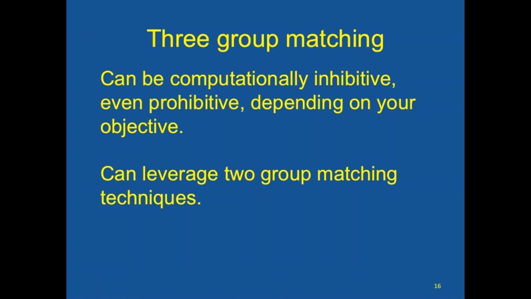So the three-group matching creates some interesting problems. To solve it in the purest sense, it can be computationally intensive. I'm not sure what I mean by inhibitive in that slide, but possibly even prohibitive to try to do it, depending on your objective in the sample size. But you can leverage two-group matching techniques to do it, which is often done.